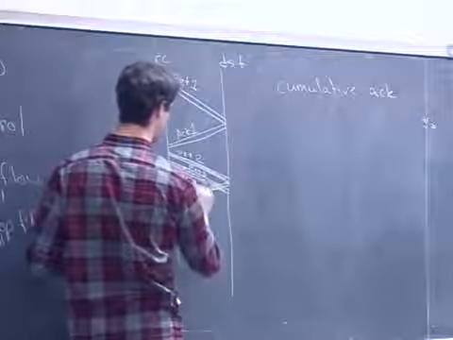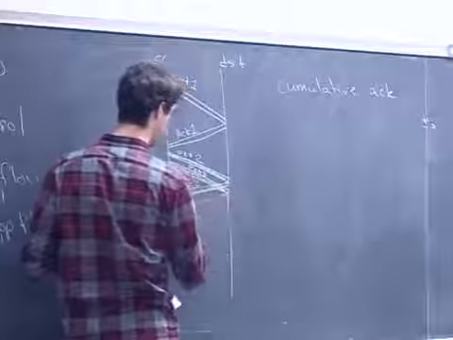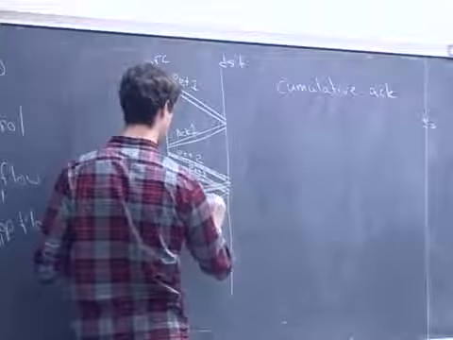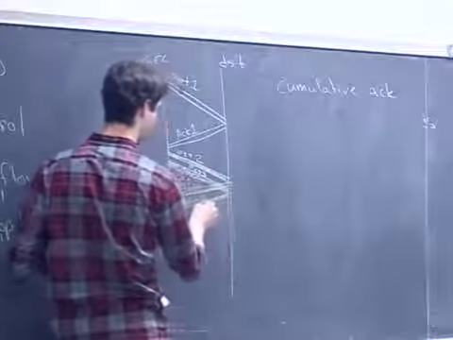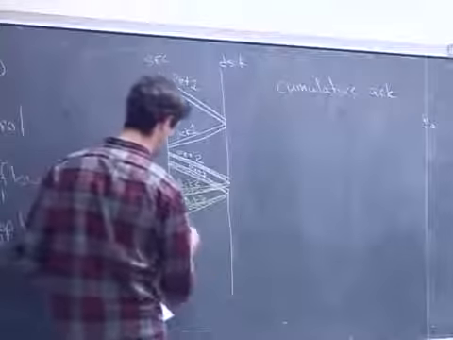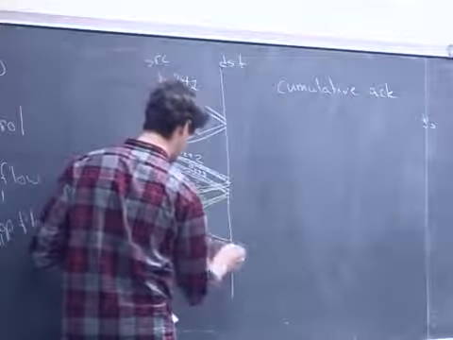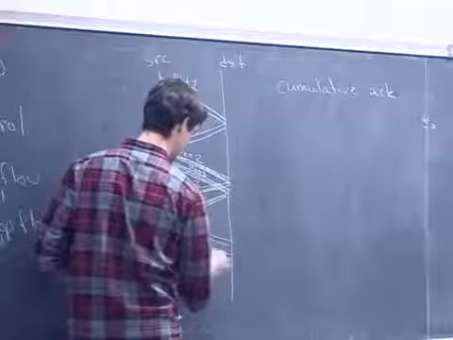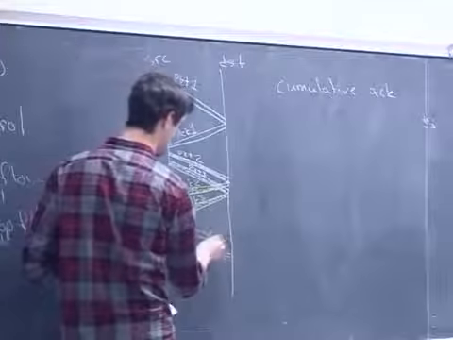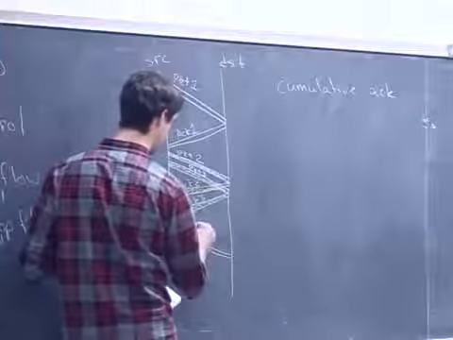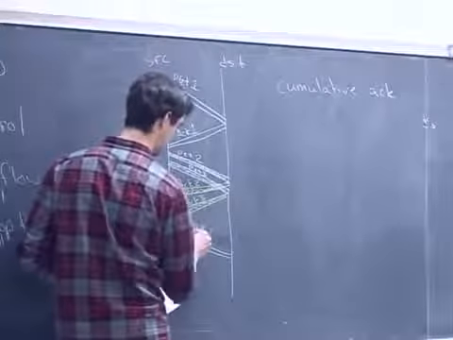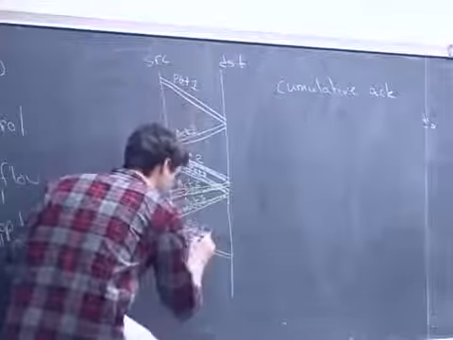Here we ACK packet 2, and here we ACK packet 3. So that way, if we suppose we keep sending some more packets, and actually let's suppose that this one doesn't make it. So now we send packet 4, and this is packet 5.